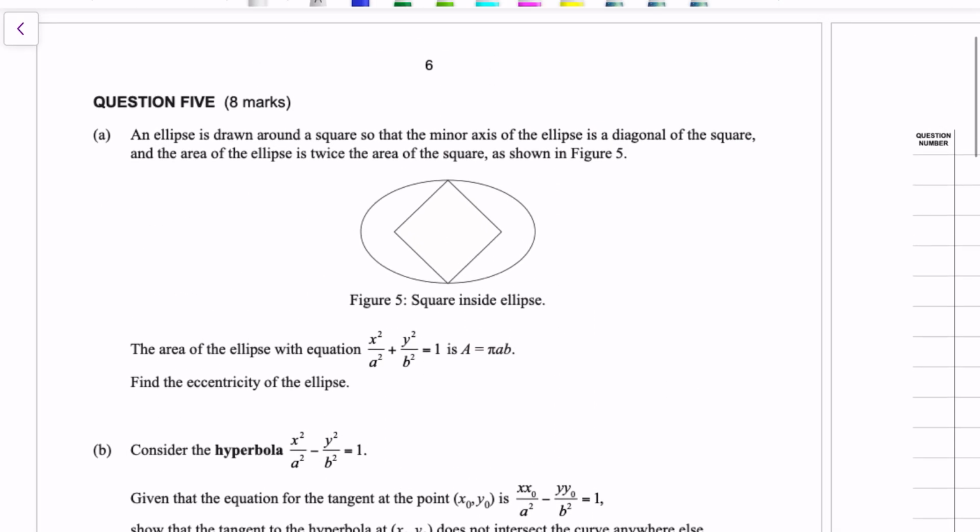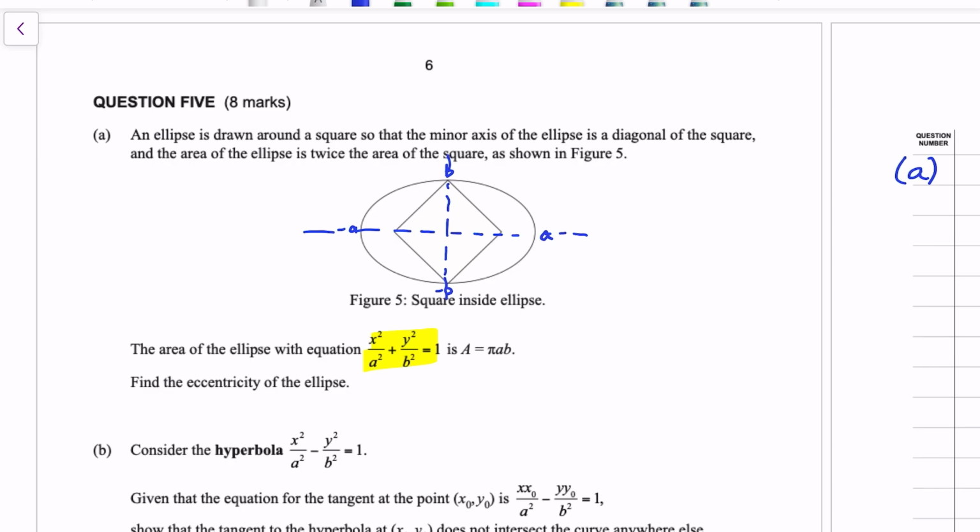Okay, so first up, part A, this ellipse here is drawn around a square so that the minor axis of the ellipse is the diagonal of the square, and the area of the ellipse is twice the area of the square. So you need to realize with this equation, the equation of the ellipse here in standard format, that this here is x equals a, minus a, y equals b, and y equals minus b. That's when the axis goes right down the middle.